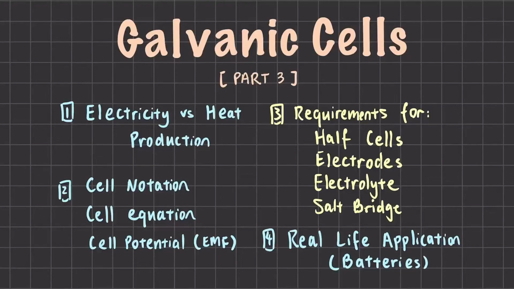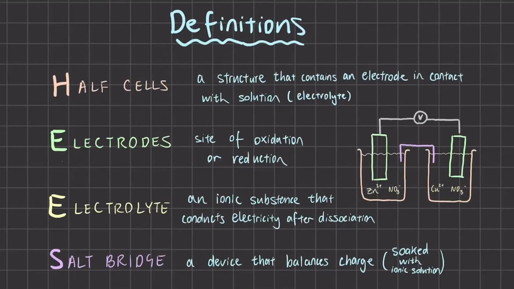This video is part number 3 of my Galvanic cell series. And for this part, I'm going to cover the different types of half cells, electrodes, electrolytes, and salt bridges that you might encounter. So just as a summary from a previous video, here's a list of definitions that goes through all the key terms that we're going to cover through today.